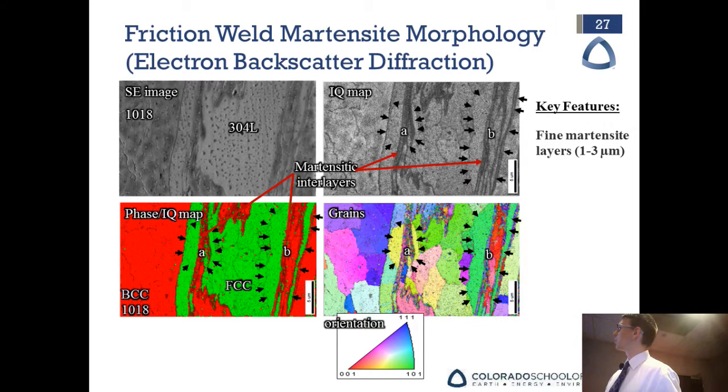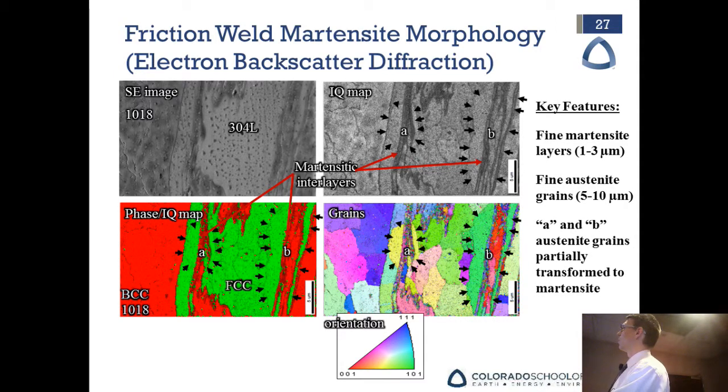And I've circled a couple grains here, A and B, and that's where some of these austenite grains, because of the mixing, partially transformed to martensite. So there's the same two key features here. The martensite layers in our solid state weld are much finer, 1 to 3 microns, and the austenite grains are 5 to 10 microns.